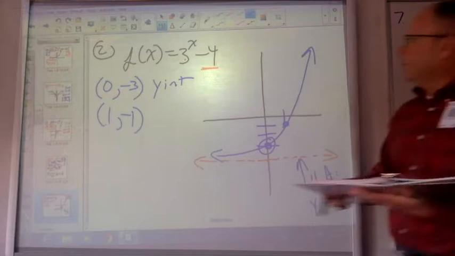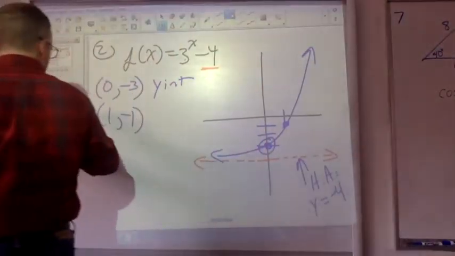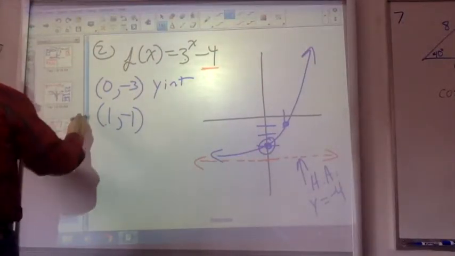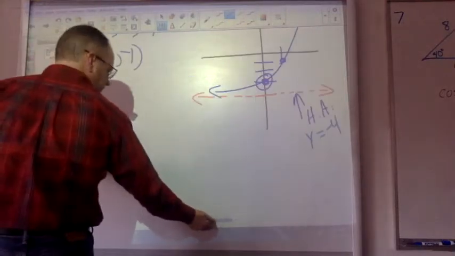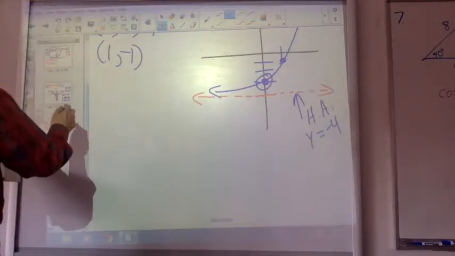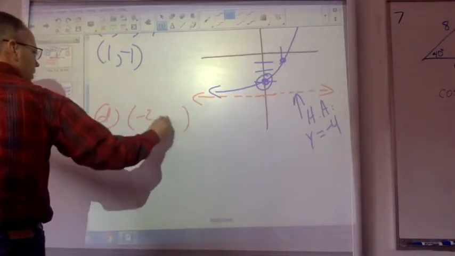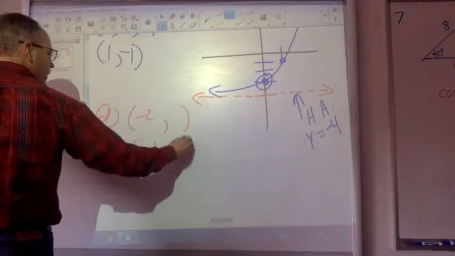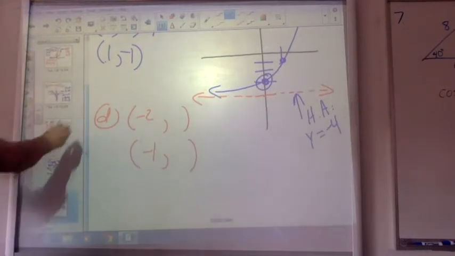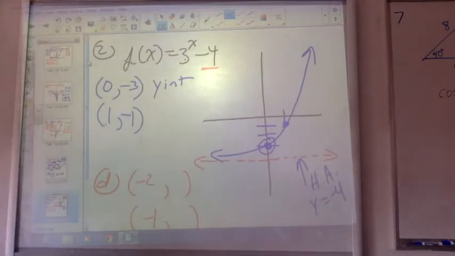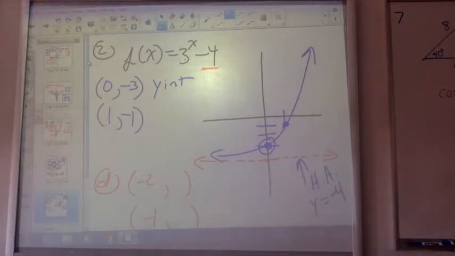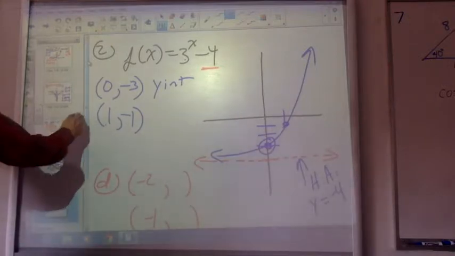And then let's start finding rates of change, letter D. I want to know from negative 2 to negative 1. If I take negative 2 and plug it into my original equation, I get 3 to the negative 2. 3 to the negative 2 is 1 over 3 squared, which is 1 over 9. 1 over 9 minus 4 is negative 3 and 1/9, or 3 and 8/9.